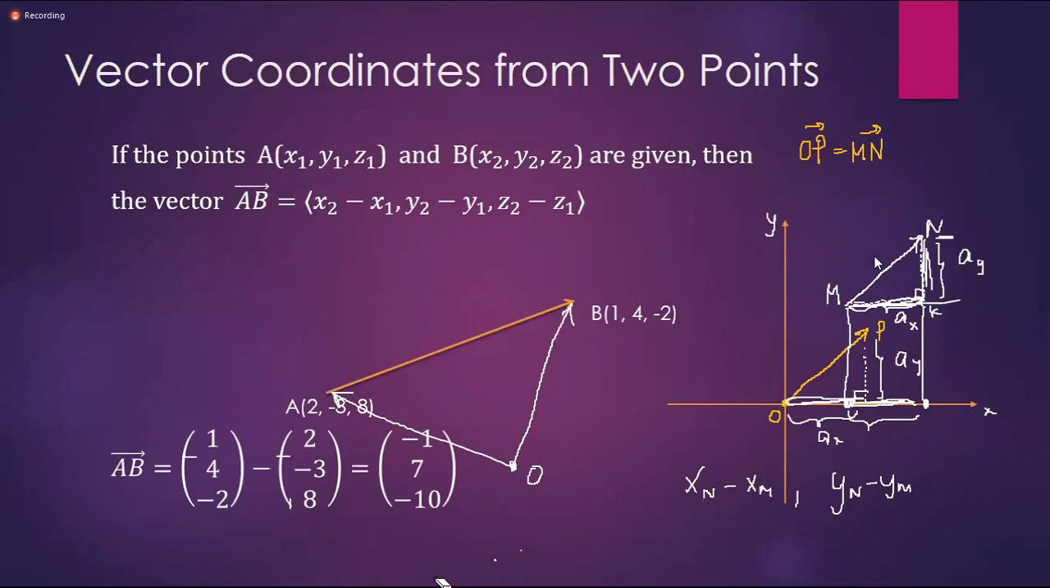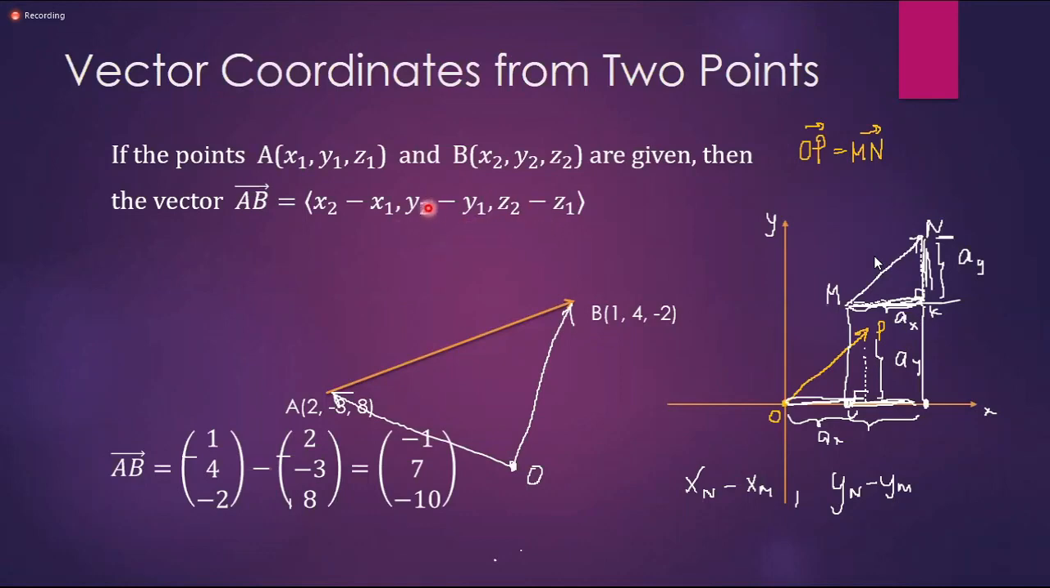So end minus start, end minus beginning, but that is only to find the coordinates of a vector. And remember that what this actually means, these coordinates are components. This is what we go in the x direction. This is the component in the y direction. This is the component in the z direction. Yes, one or more of these could be negative, or one or more of these could also be zero.